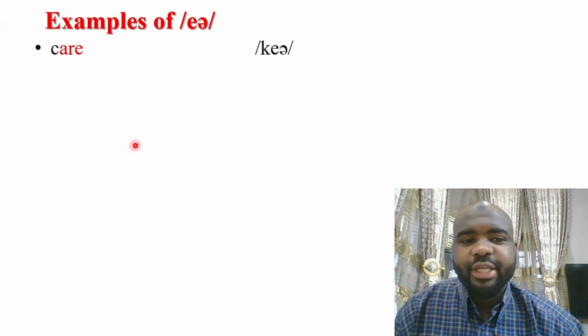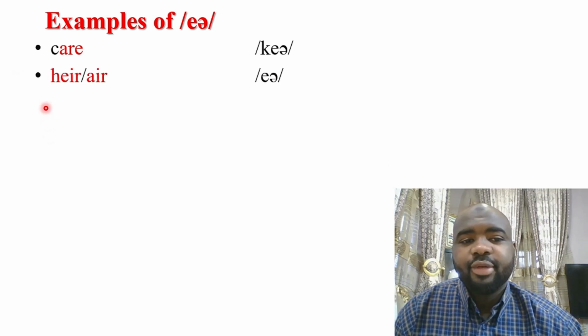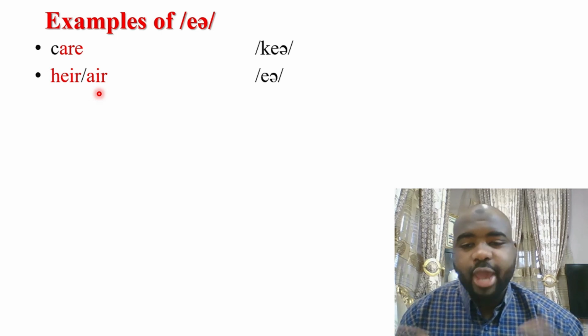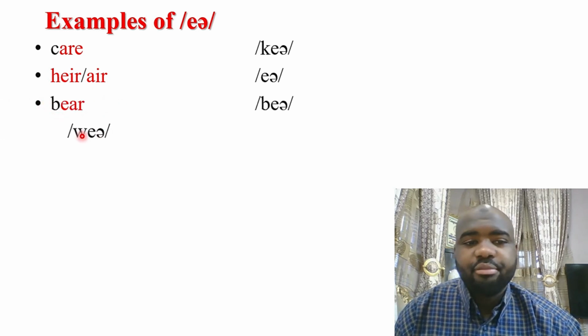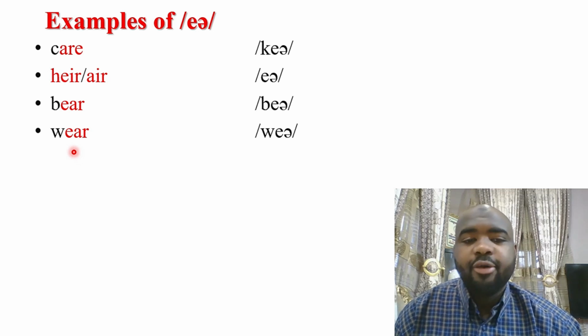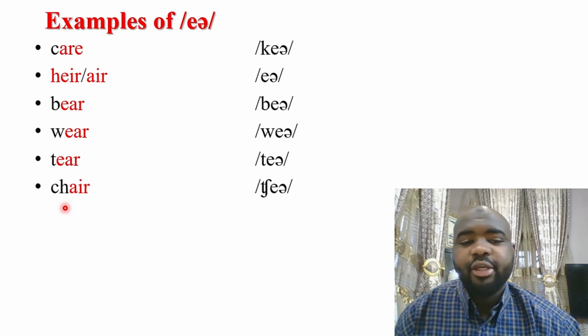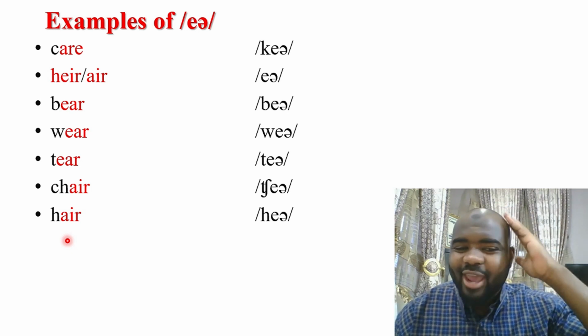The second category is air, as in care, air, and heir. The first one is for heritage, to inherit someone, and this one is for the normal air we know. They have the same pronunciation. As in bear, wear, tear, chair, the chair we sit on. Hair, though I don't have hair on my head, but hair.